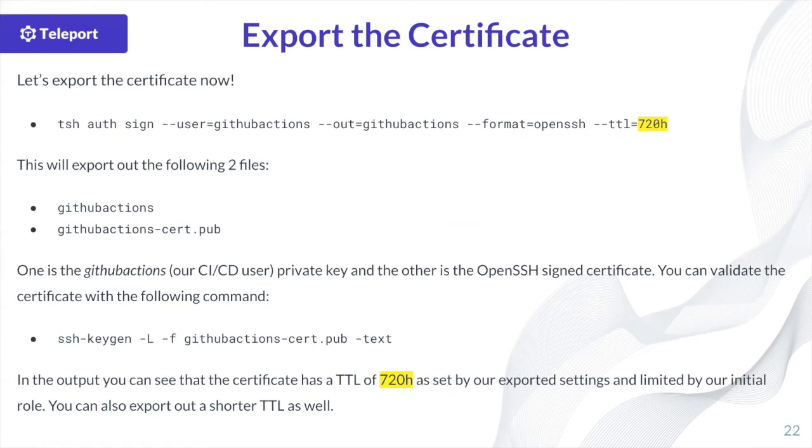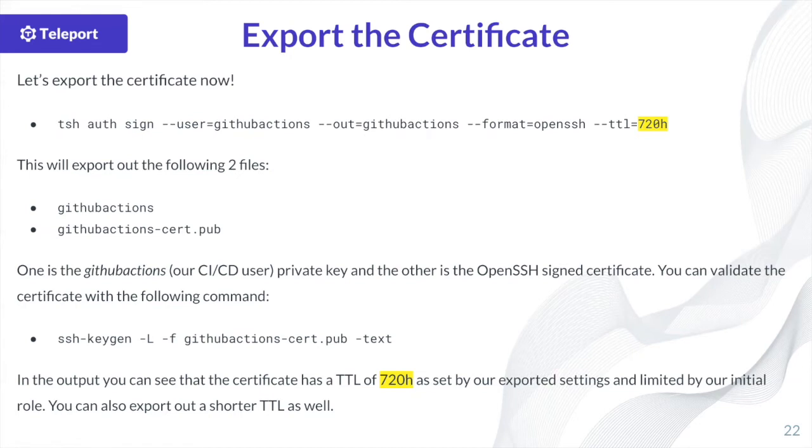So what I need to do next is export out this certificate that we're going to use in GitHub Actions. So I'm going to use a command called tsh auth sign. So I'm signing as that user GitHub Actions, my output, what I'm going to save the file as, and then what format. Well, we want this in OpenSSH format. We actually have a couple different formats. You can export certificates just depending on what system needs, what kind of requirements. And then a time to live of 720 hours.